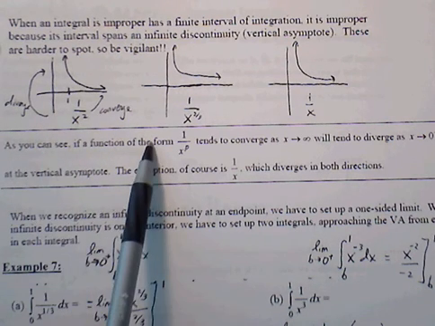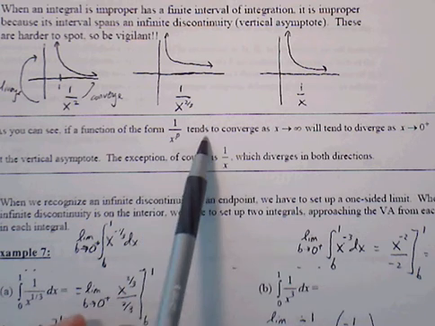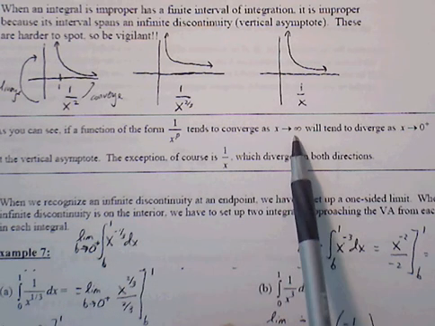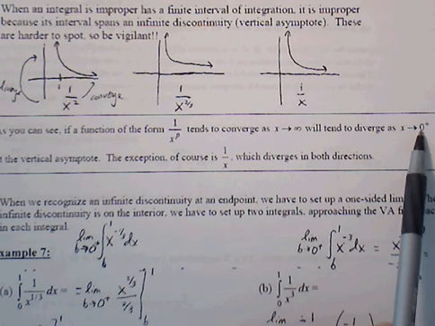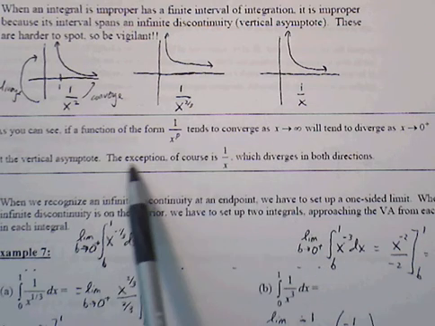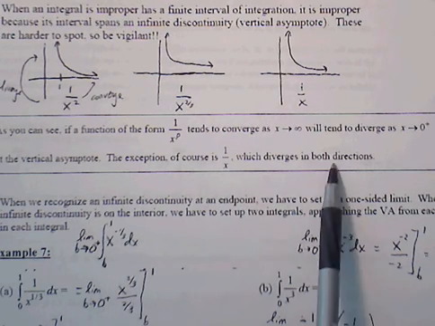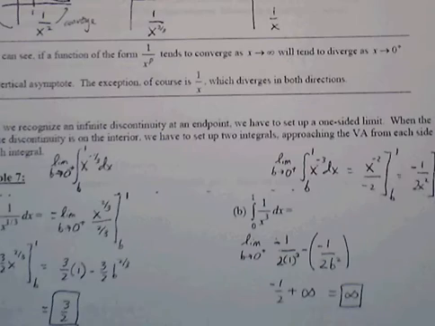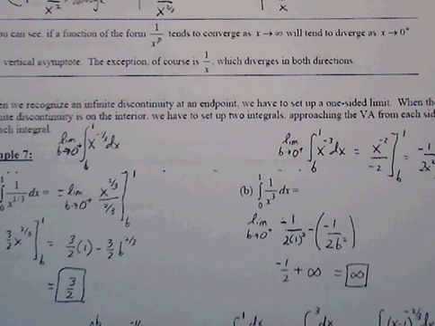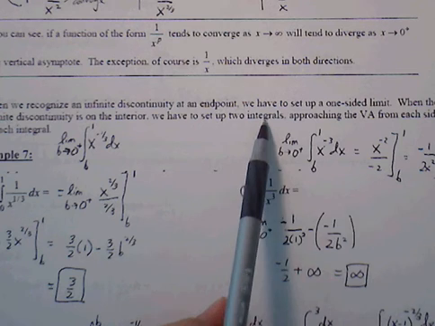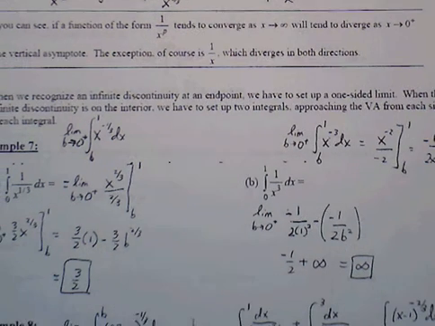Okay, so as you can see, this is from before. Function 1 over x to the p tends to converge as x tends to infinity, and as x approaches 0 from the right side at the vertical asymptote. The exception is 1 over x, which diverges in both directions. Okay, when we recognize an infinite discontinuity at an endpoint, we have to set up a one-sided limit. When the infinite discontinuity is on the interior, we have to set up two integrals approaching the vertical asymptote from each side of that integral.